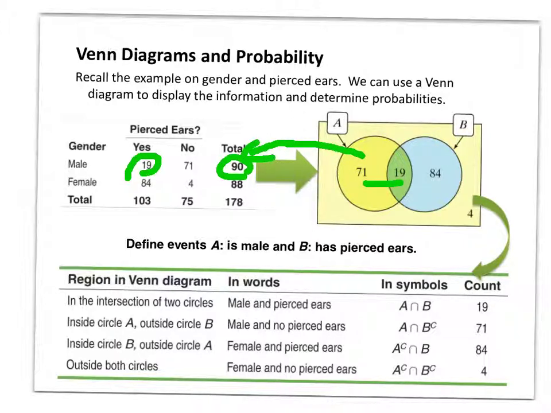here. Likewise, when we look at the pierced ears, we notice that there were a total of 103 people. And if you notice, 84 plus 19 is 103. Again, accounting for that overlap is the 19 here.